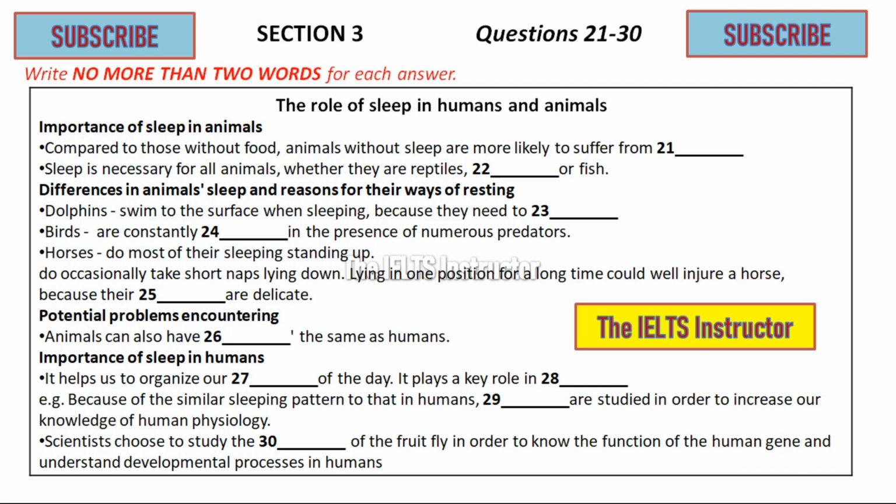Horses, on the other hand, do most of their sleeping standing up. Scientists think that horses developed their habit of sleeping upright as a defense mechanism, a way of protecting themselves against predators, and a standing position keeps a horse in a constant state of readiness to race away if danger should approach. Also, horses do occasionally take short naps lying down. Horses are heavy animals with big muscles, but their bones are surprisingly delicate, so lying in one position for a long time could well injure a horse.